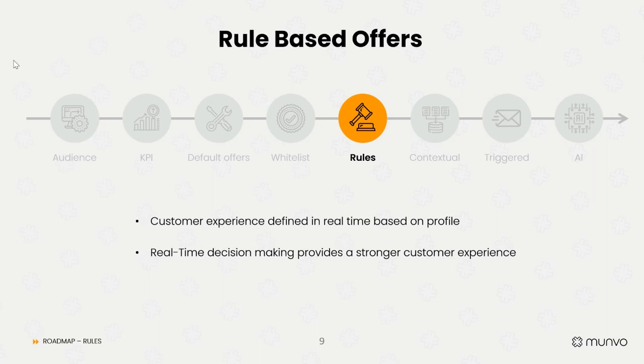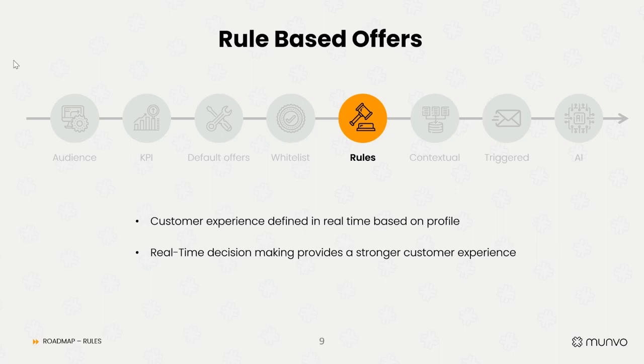Next, we see organizations move into rule-based offers. This is where we start to see the bread and butter of what the tool was brought in to do. This is doing segmentation in real time, deciding what is most relevant to the customer at that moment while they're on the channel, and presenting them with that offer.